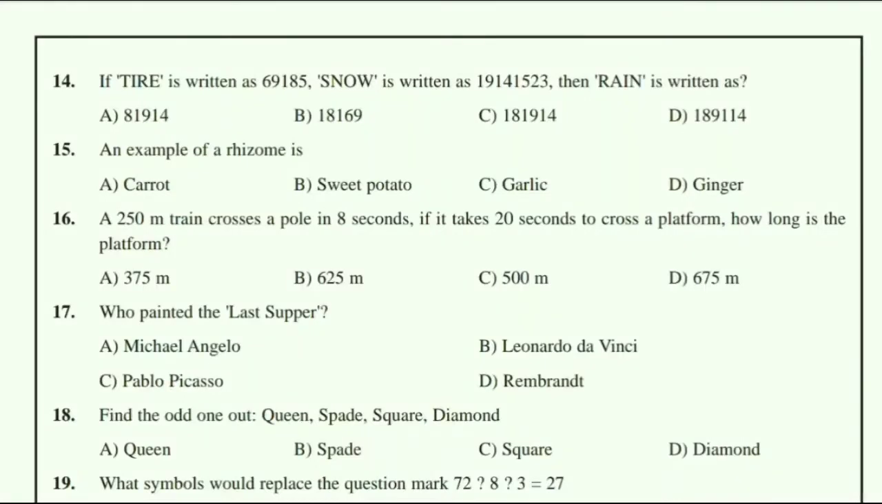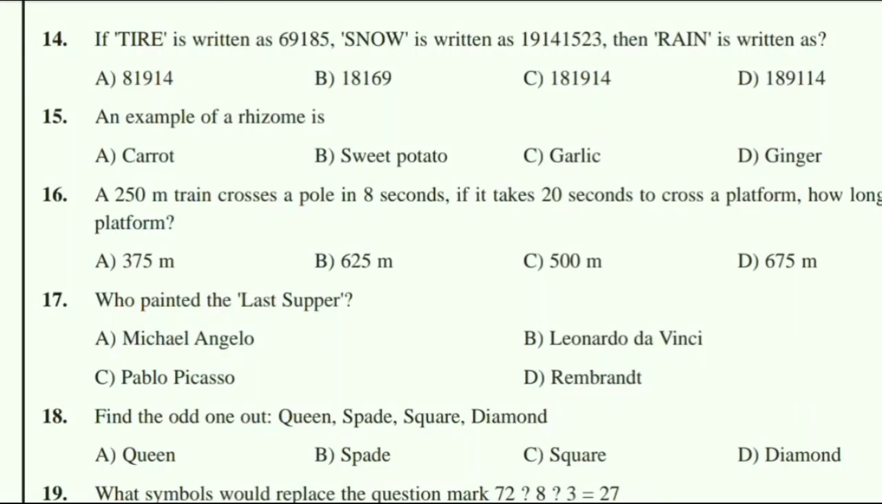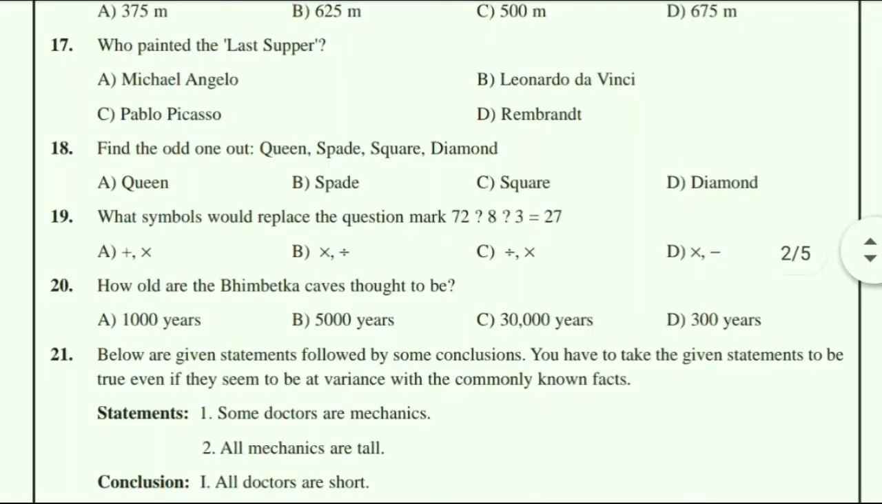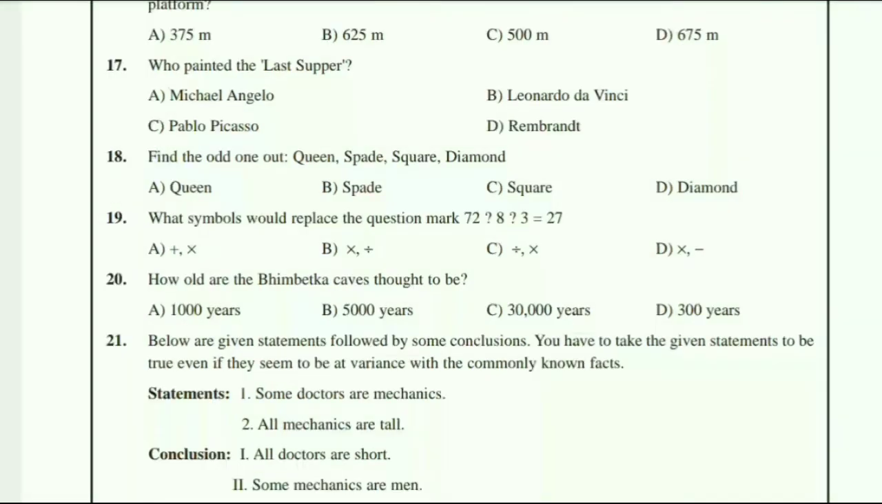Who painted the Last Supper? Leonardo da Vinci painted the Last Supper. Find out the odd one out: queen, spade, square, diamond. Queen, spade, diamond are used in playing cards, but not square. So the correct answer is option C, square is the odd one.